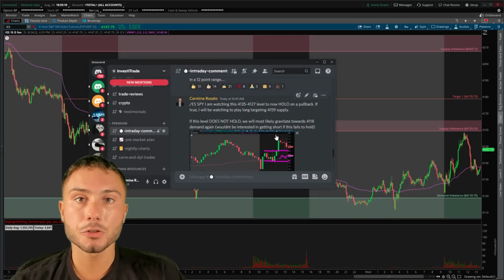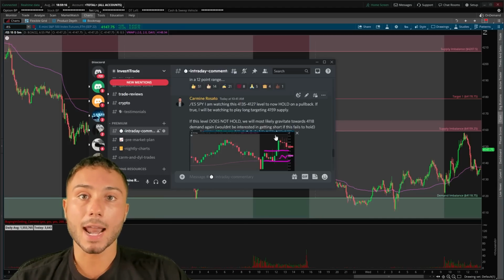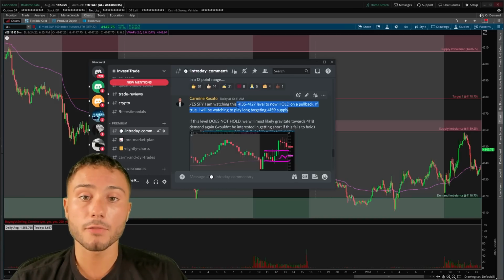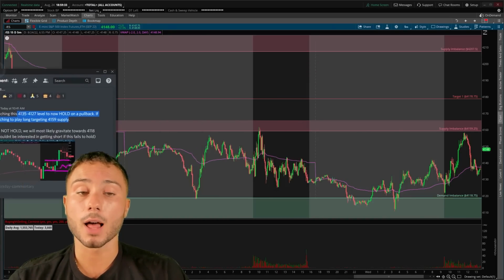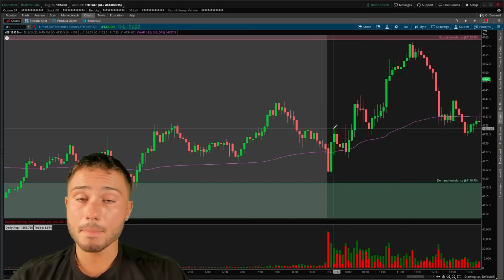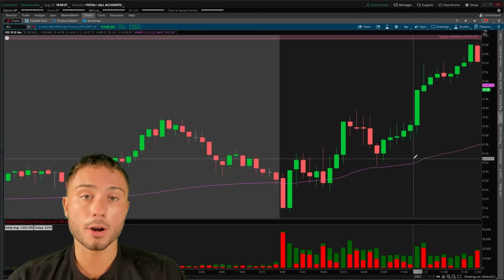This isn't hindsight trading. This isn't explaining it after it happens. Everything I go over, I come up with the plan and I execute the plan based off of simple price and volume analysis. So I'm watching 4135 and 4127 to play long, targeting 4159 supply. This is not a demand zone.